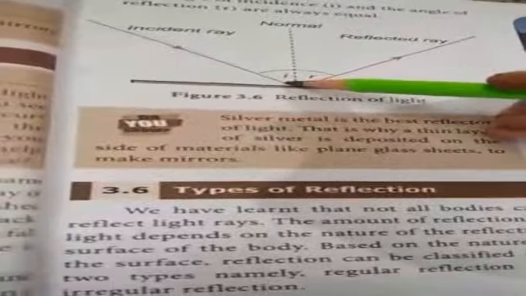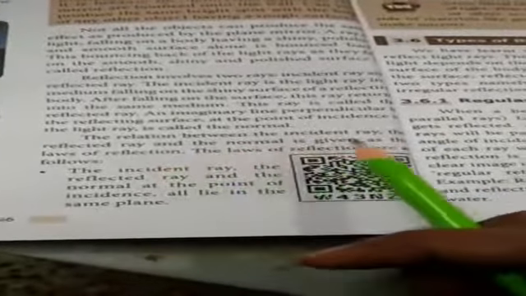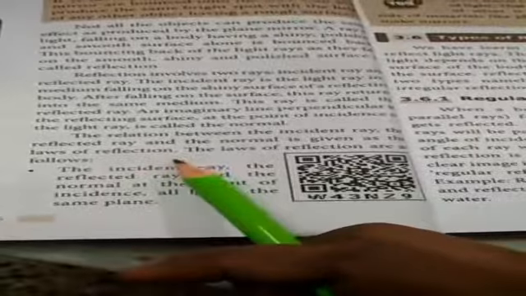An imaginary line perpendicular to the reflecting surface at the point of incidence of the light ray is called the normal. So this line is called the normal. The relation between the incident ray, the reflected ray and the normal is given as the laws of reflection. So what are the laws of reflection?